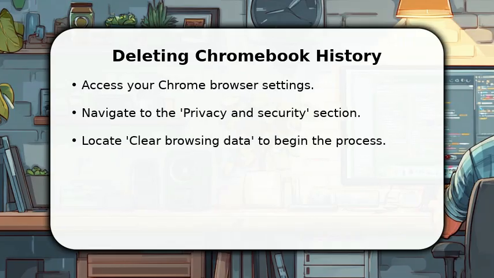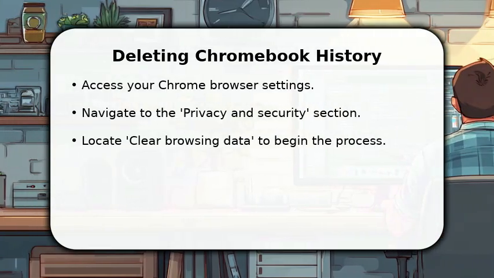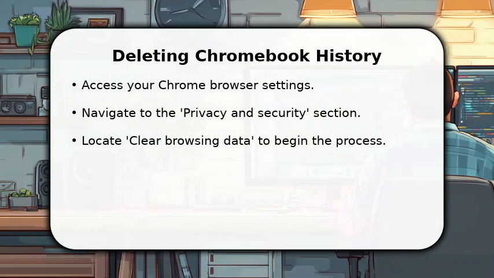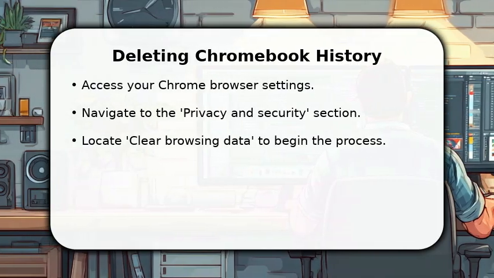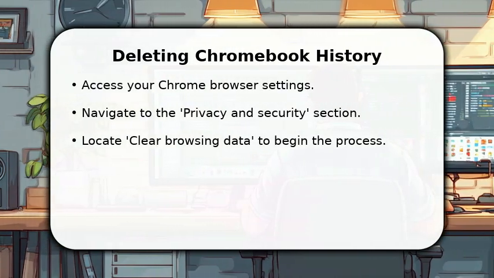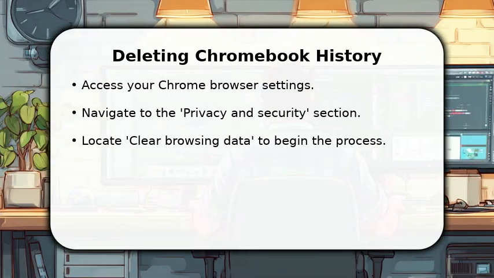In this video, I will explain how to delete your search history on a school Chromebook. First, open your Chrome browser and click the three vertical dots in the top right corner. From the drop-down menu, select Settings.